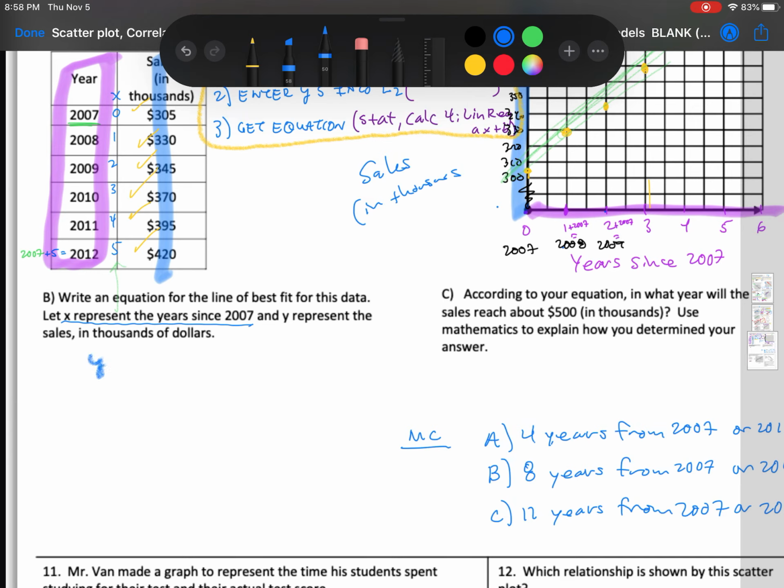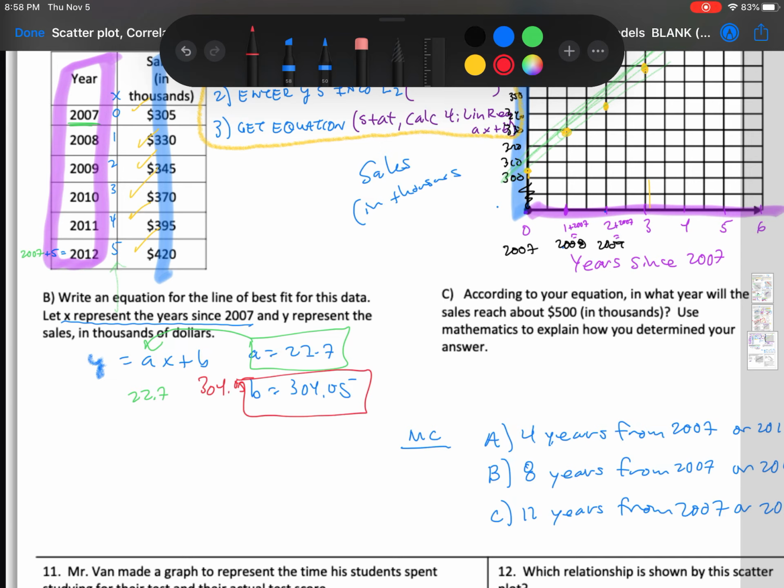I have y equals ax plus b, and we said that a is 22.7 and b is 304.05. So if I just put in this information right here, this would be 22.7, and this one in red would be 304.05, and the remaining y equals 22.7x plus 304.05. And I want to double check that my slope is the number in front of x, and it is positive, right? And you can see that our graph above was positive.